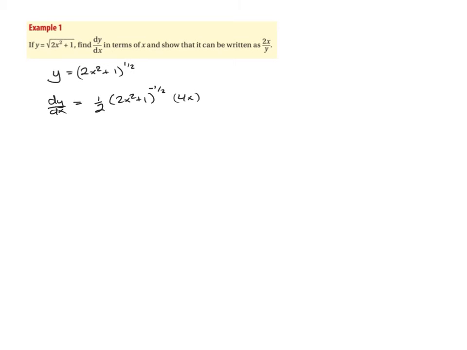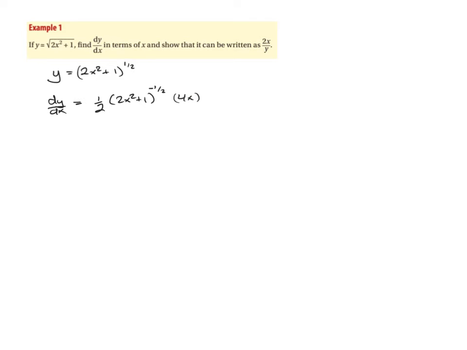Okay, I'll go through that again. Bring down the power, so that comes to the front. There's the half. Rewrite the bracket. Fair enough. Take 1 off the power, so a half take away 1 is minus a half. Differentiate the bracket. So if we differentiate 2x squared, we get 4x. If we differentiate the 1, we don't get anything.